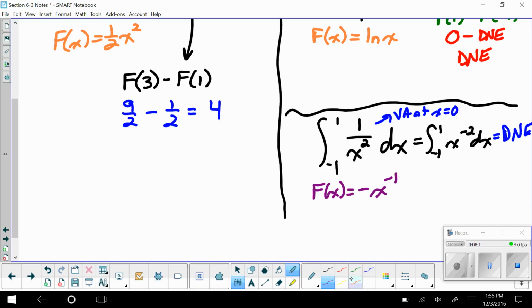And if I actually start plugging in numbers to this, capital F of 1 minus capital F of -1, I get -1 minus, oops, sorry, mistake there. I would get a -1 minus 1, which is -2. So according to antiderivatives, it's telling me I should be able to have a value for this definite integral, but because we have a vertical asymptote within our bounds, we know this integral doesn't exist. So just make sure you're watching out for vertical asymptotes.